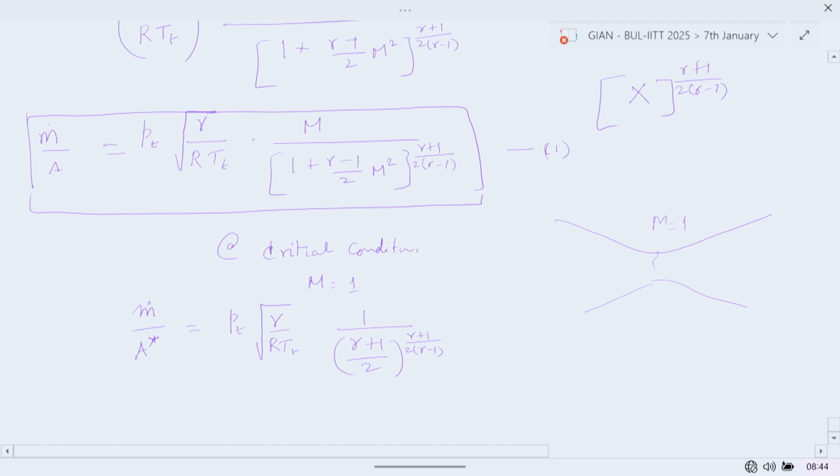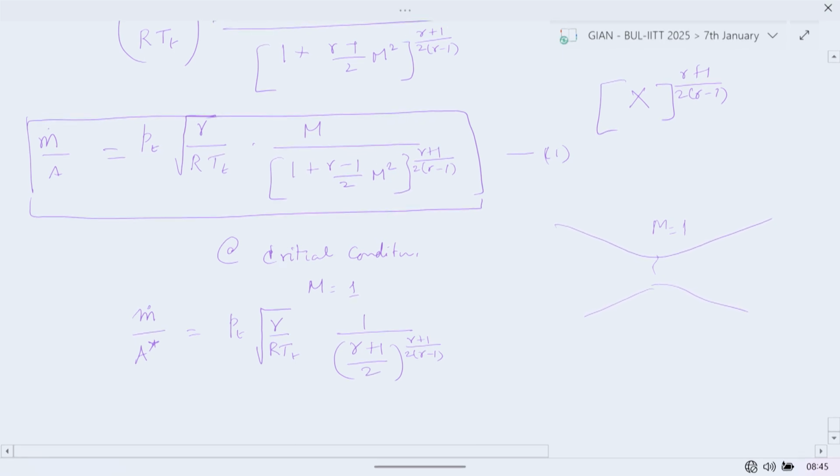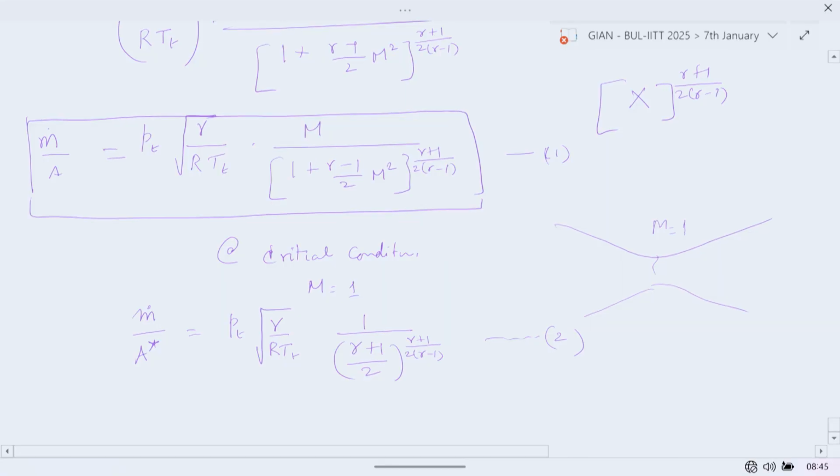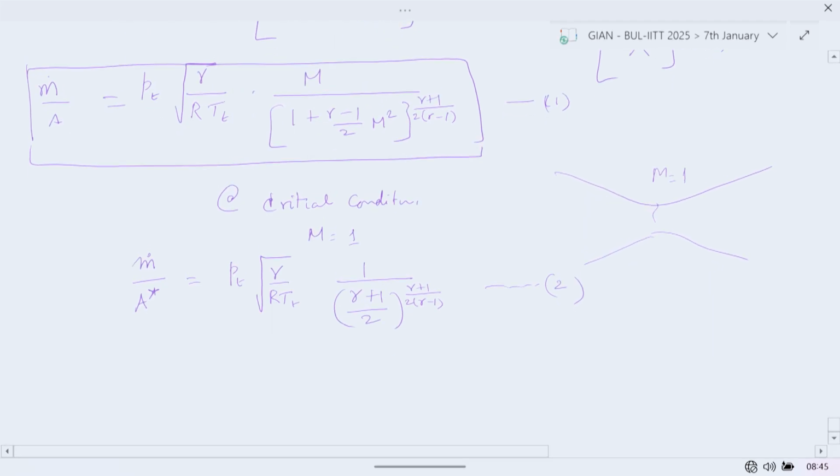Can you follow what I'm doing here? I'm just substituting M equal to 1 in the mass flow rate equation. When I do it, I get this equation 2. Okay, so the next step, I'm taking equation 2 divided by equation 1, which is mass flow rate by A star divided by mass flow rate by A, which is A by A star. Dividing equation 2 by equation 1 gets me A by A star.